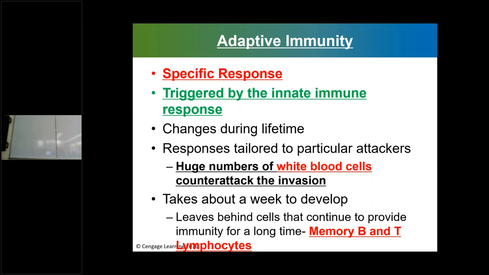You'll see here, this adaptive immunity leaves behind the cells that continue to provide immunity for a long time. So these memory B and T lymphocytes, specific types of white blood cells, they're with you for years, folks, for years. Now, you ever notice that you scratch yourself outside, right? You get a cut. And what do they ask you to do? They ask you to get a booster, right? Because they want you to get a booster in order to prevent you from getting sick.